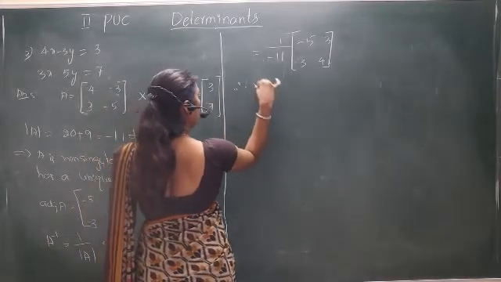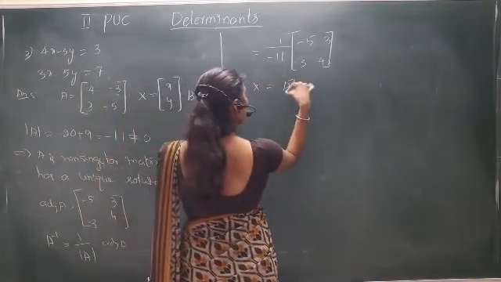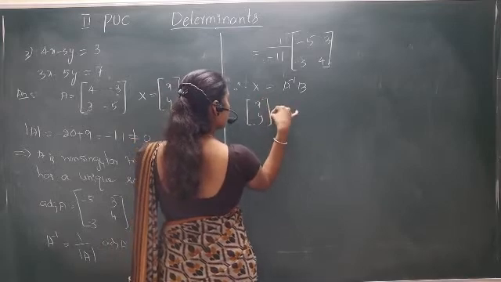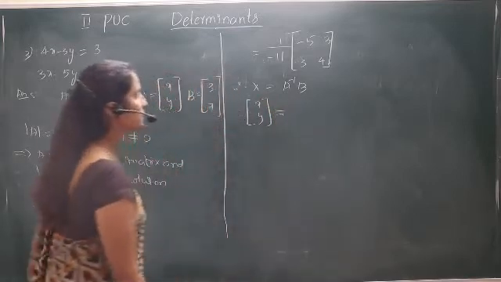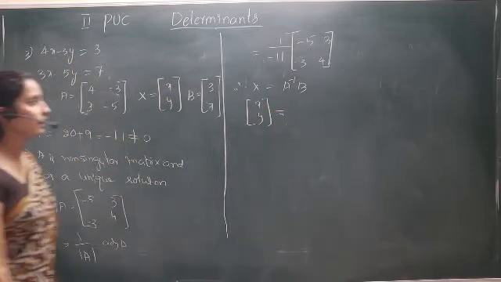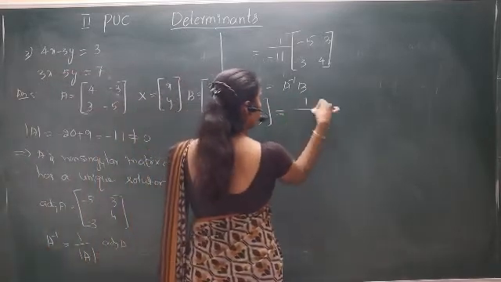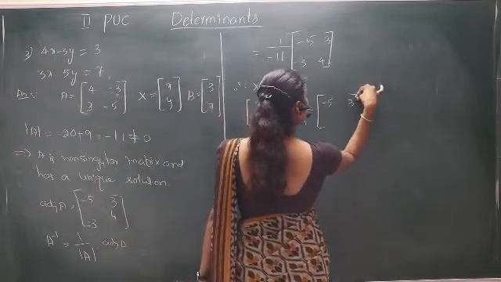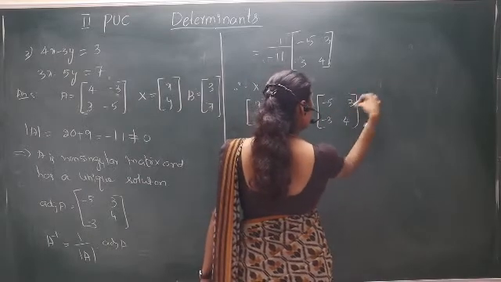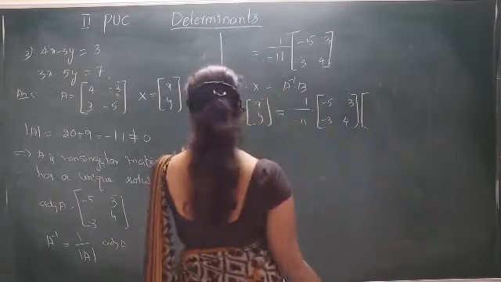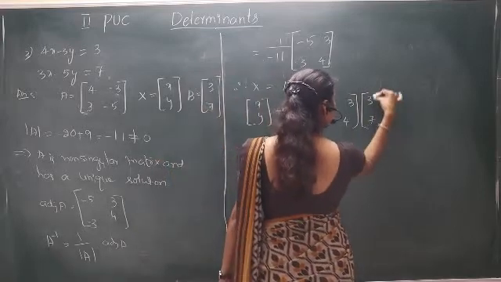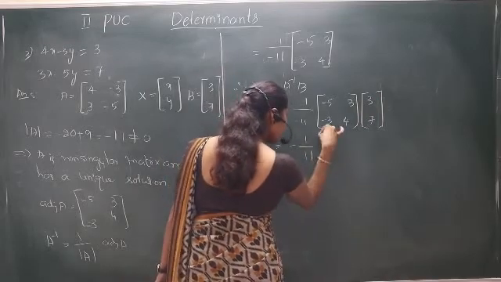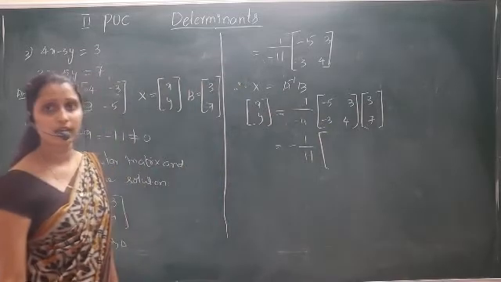Therefore X is equal to A inverse B. So we are calculating the value of x and y. This will be equal to A inverse B. A inverse we have calculated: 1 by minus 11 into minus 5, 3, minus 3, 4, into B. B is 3 and 7. So this will be minus 1 by 11. Keep as it is. Again, it is a 2 by 2 and 2 by 1 matrix, so the answer is 2 by 1.